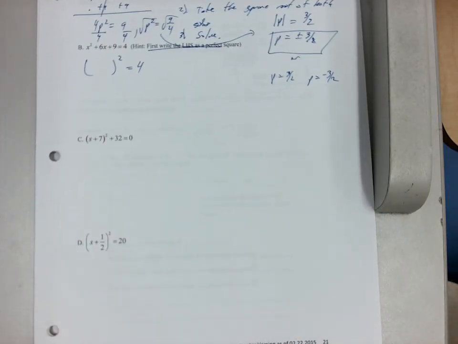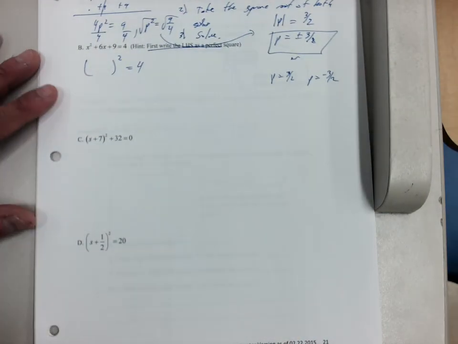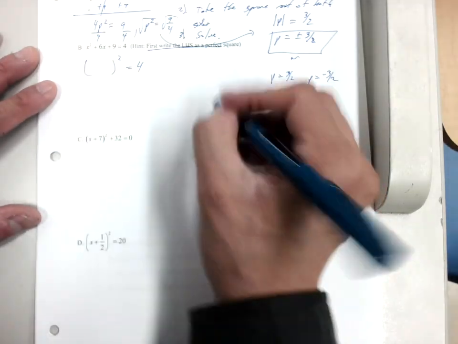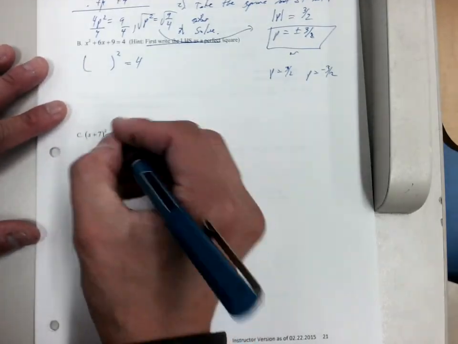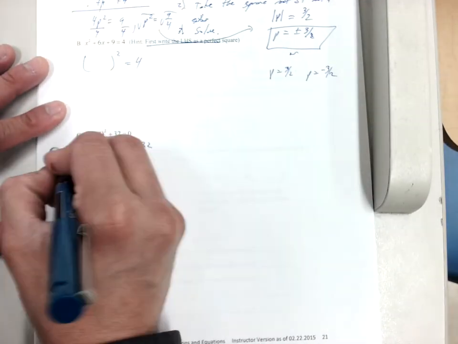Question C, I will do this one, and I'll leave the rest to you. Notice I'm going to, again, do step 1, we're going to isolate the square first. So I'm going to subtract 32 from both sides. These cancel.